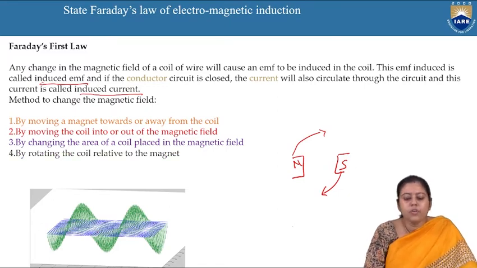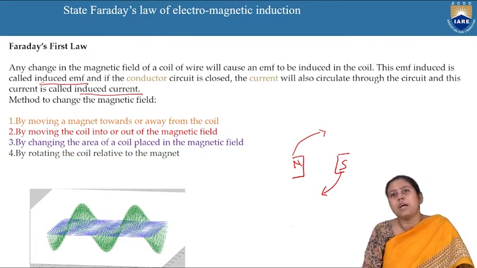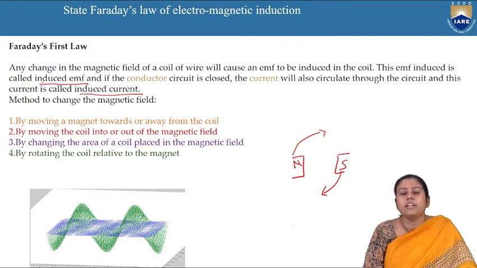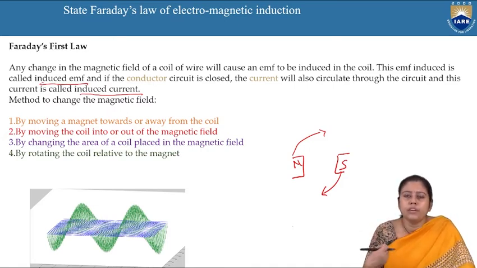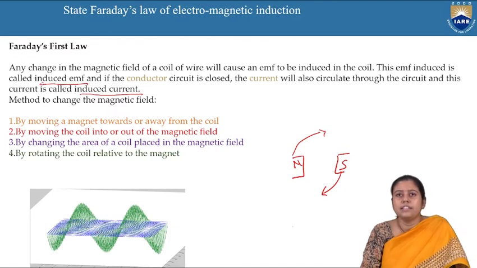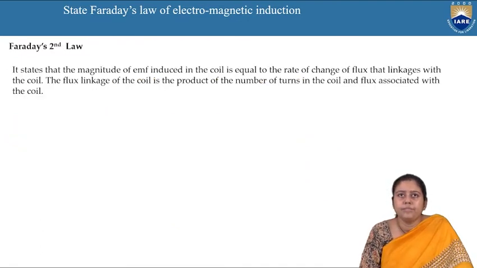And if we rotate the coil relative to the magnetic field or relative to the magnet, this is basically the working principle of any generator. If we move the coils, we can change the magnetic flux.